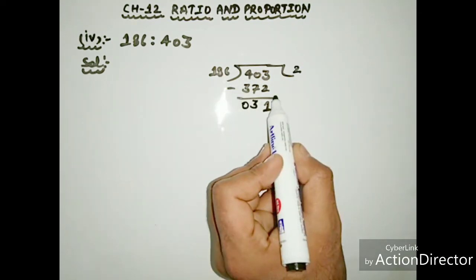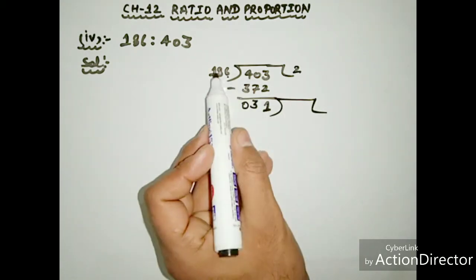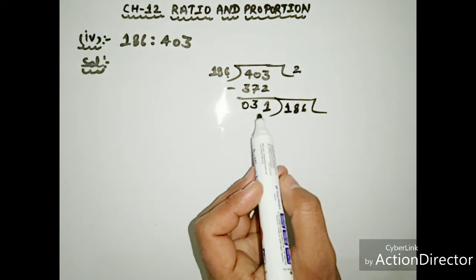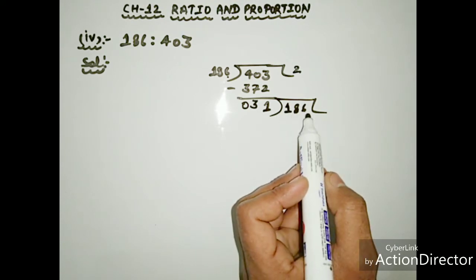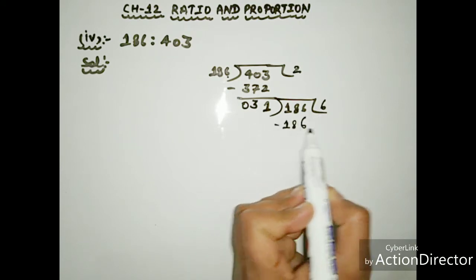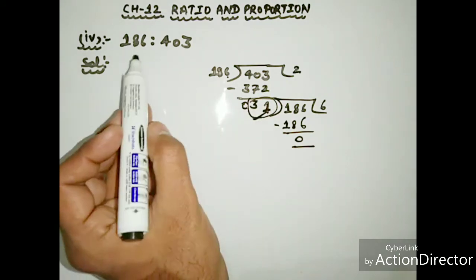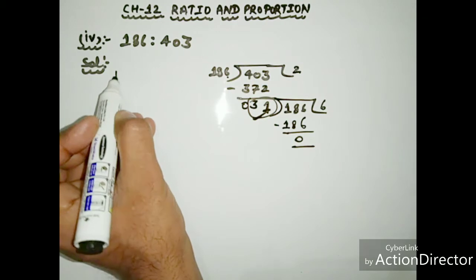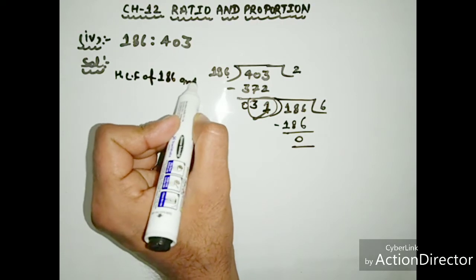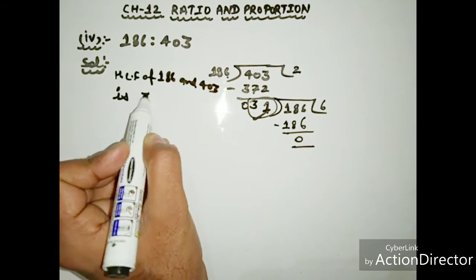Now this remainder takes place as divisor and 186 takes place here as dividend. Now 31 divides 186 in 6 times. 6 1s are 6 and 6 3s are 18. So here the last divisor is the HCF of 186 and 403. So the HCF of 186 and 403 is 31.